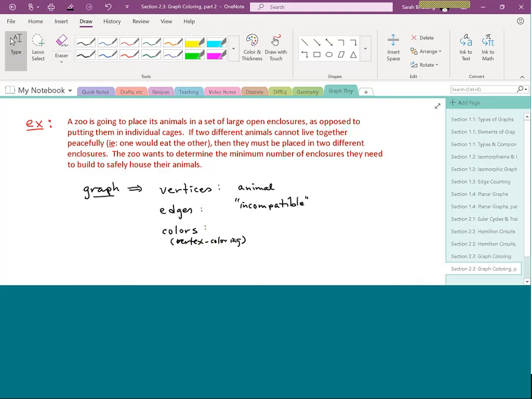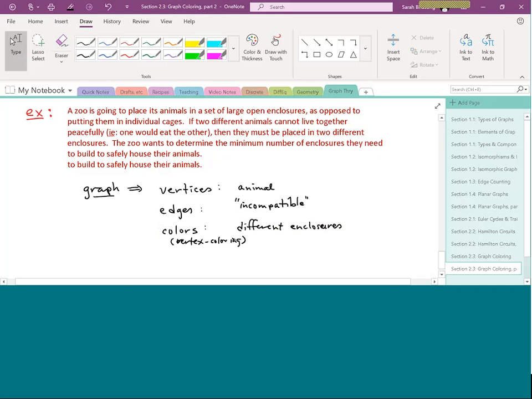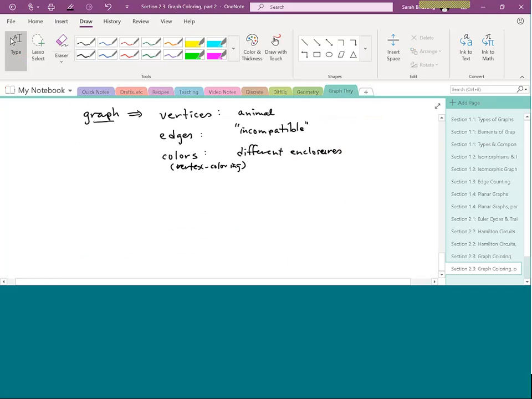All right, and colors. Did anybody do guesses for colors? Yes, so we could do colors for the enclosures that we want to have. So this here would be the different enclosures. Whoops. All right. Now, once we have that down, we need to know what animals are actually here.